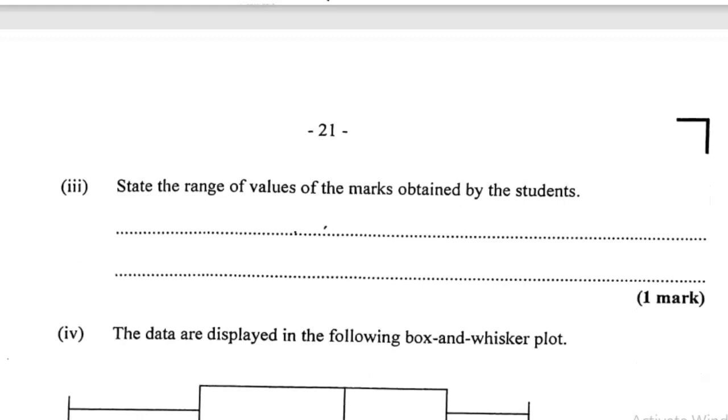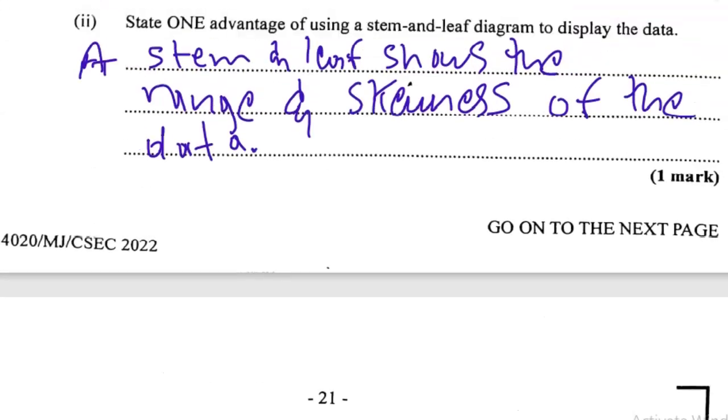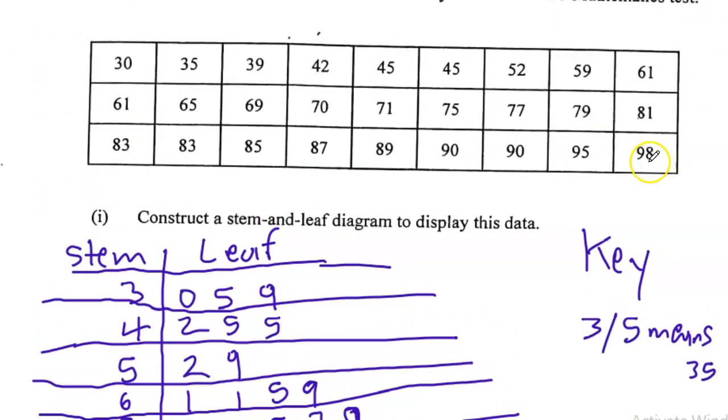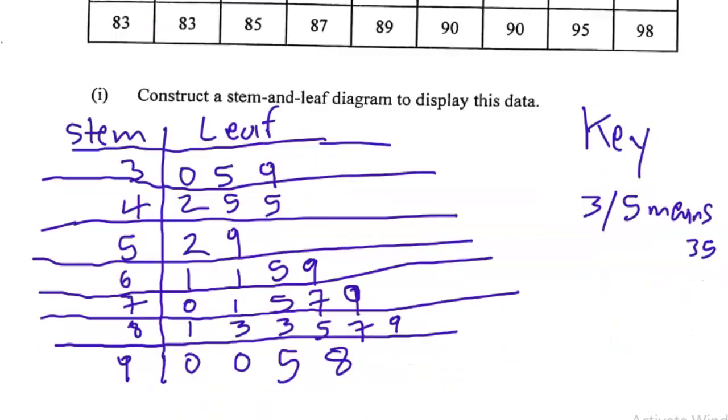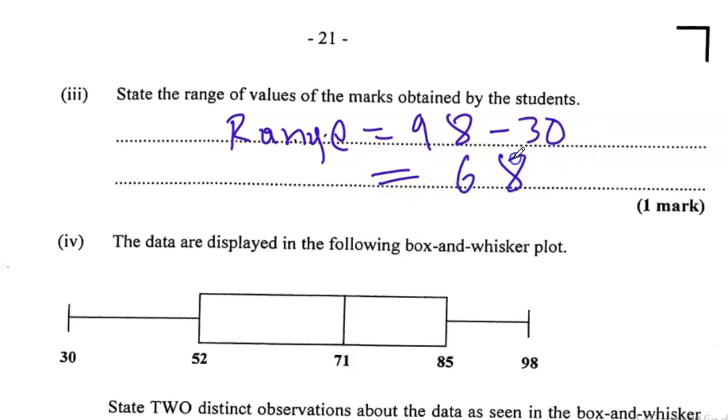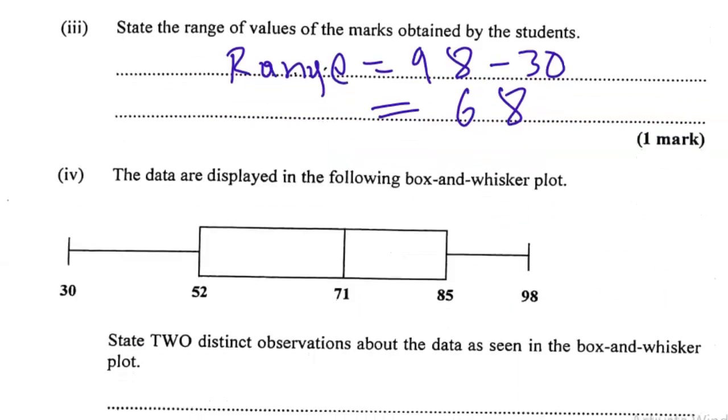See the range. The range is the biggest number minus the smallest number. If you look at the diagram, the biggest number was 98, the smallest number was 30. So the range would be 98 minus 30, which is 68.